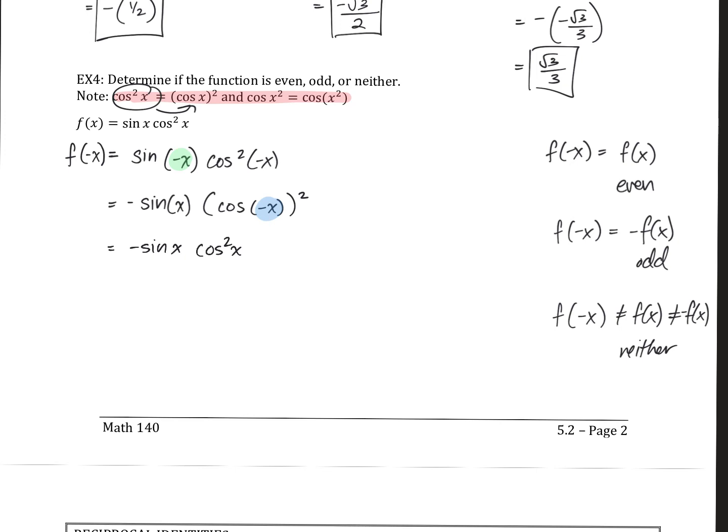Now, what do we have here? We have negative sine of x, cosine squared x, which is basically the exact opposite of what we have up here. So we have the opposite of f of x, which equals negative sine x cosine squared of x. So since we have the exact opposite, this means our function is odd. So f of x equals sine x cosine squared x is odd.